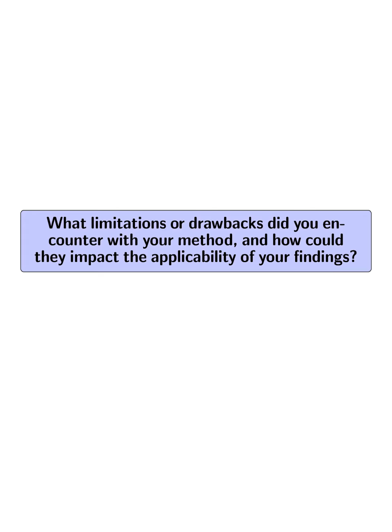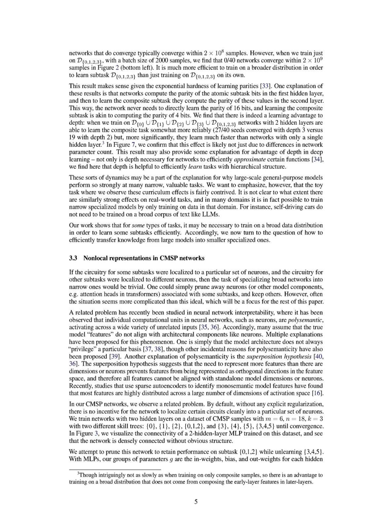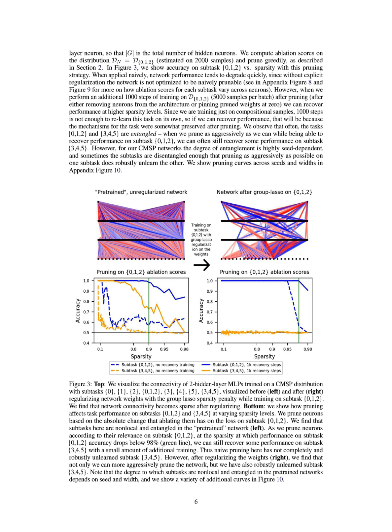What limitations or drawbacks did you encounter with your method, and how could they impact the applicability of your findings? One significant limitation encountered in our method is the non-locality of network representations, which complicates the pruning process. This means that the circuitry for different subtasks is often entangled across various neurons, making it challenging to prune specific components without affecting others. As a result, while we can achieve some level of unlearning and sparsity, the degree of entanglement is highly seed-dependent, leading to inconsistent outcomes across different runs.